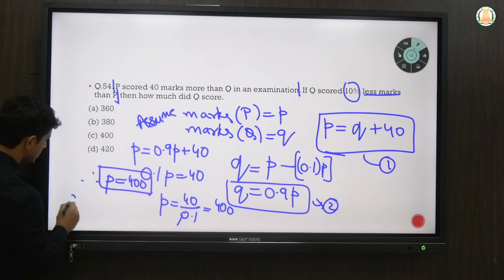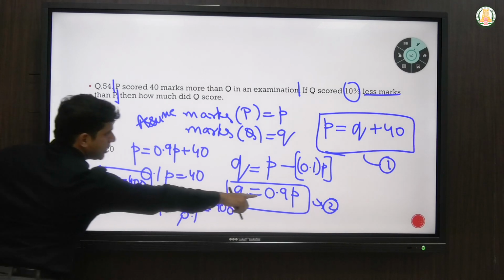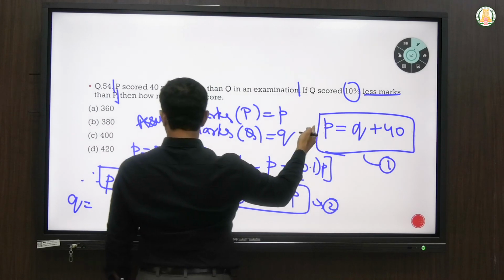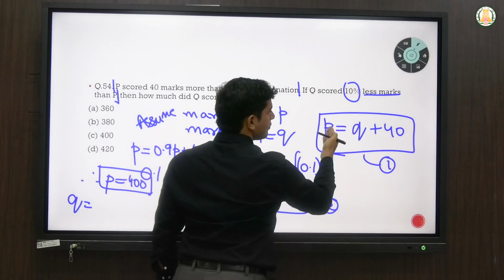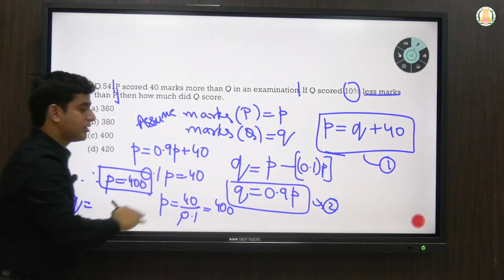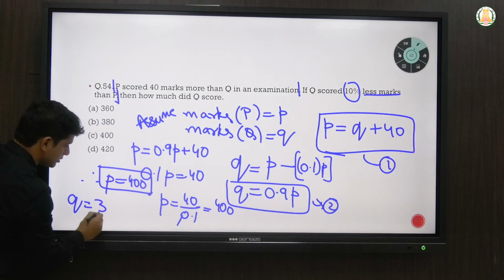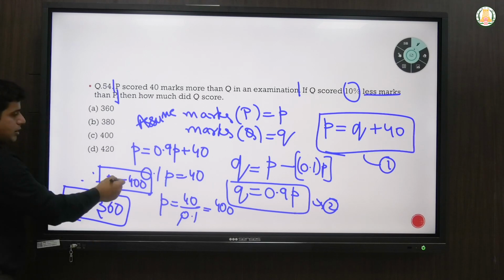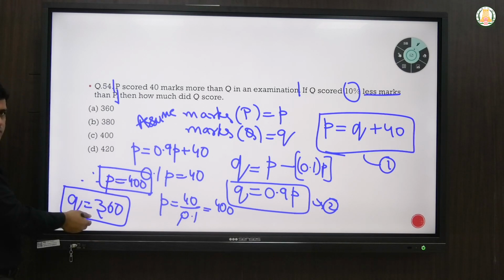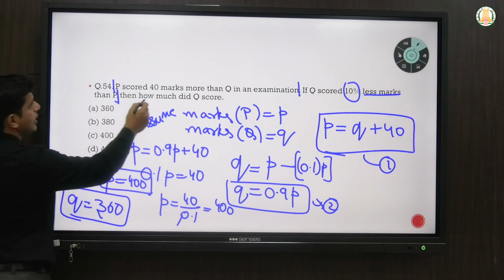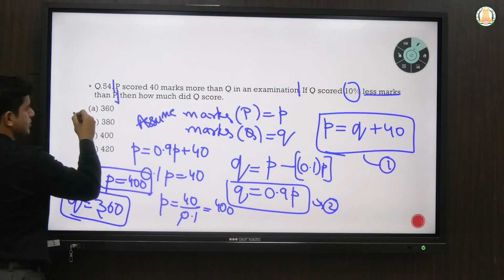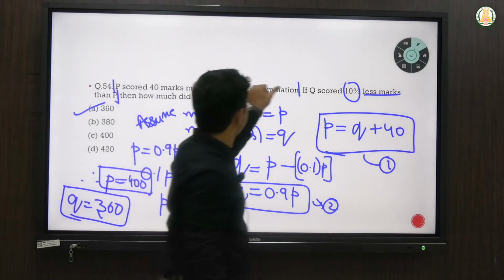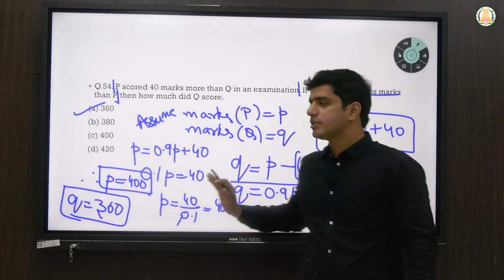and you know Q is, from here only, if P is 400, Q will be 400 minus 40. So Q will be 360. Yeah, P minus 40 will be Q. So then how much did Q score? It is 360. So represent each of them, whatever you don't know, assume first.